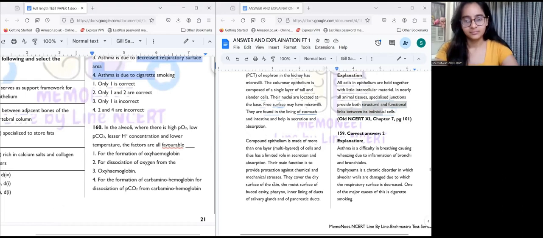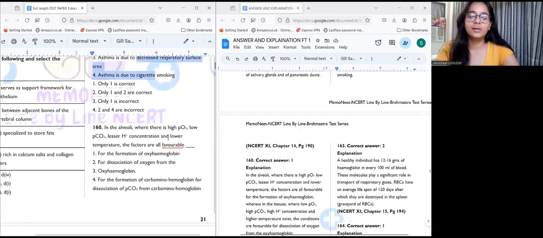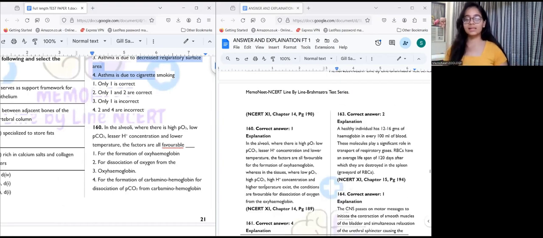For question number 160, in the alveoli where there is high partial pressure of oxygen, low partial pressure of carbon dioxide, less H plus concentration, and low temperature, the factors are favorable for what? For the formation of oxyhemoglobin. Oxyhemoglobin is formed when there's higher oxygen. If you have more oxygen, I'll obviously use that oxygen, so I'll form oxyhemoglobin. That's the answer.